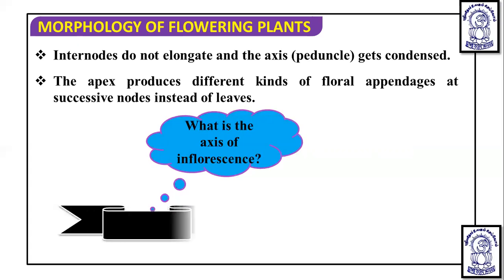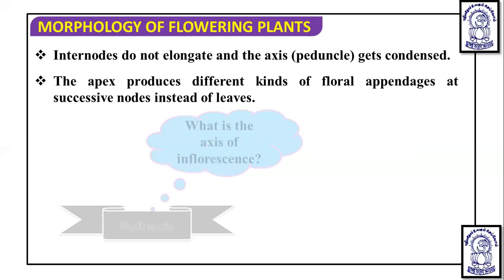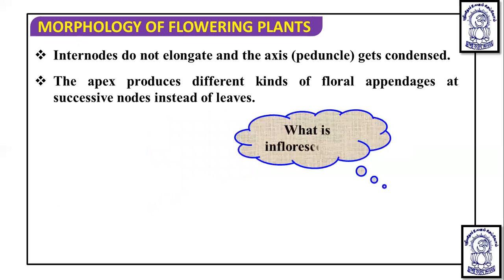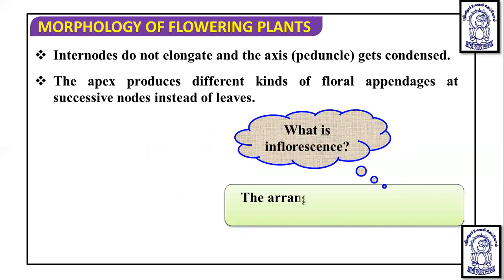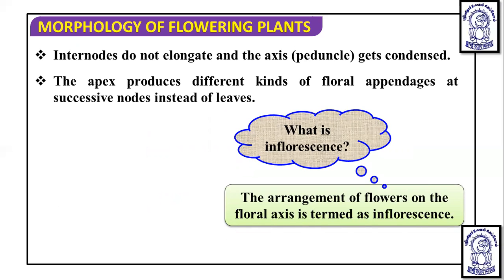So what is the axis of inflorescence? It is the peduncle, which is a modified shoot. So what is inflorescence? It is the arrangement of flowers on the floral axis or the peduncle. We are going to understand how the flowers are arranged, and it is found in different ways.